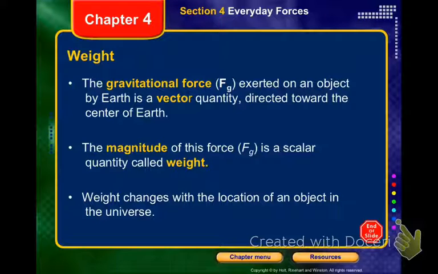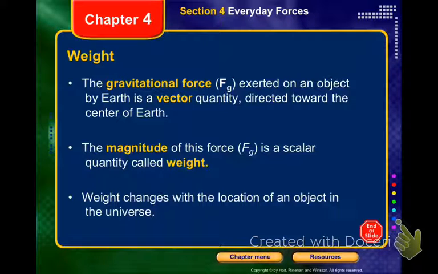This is Chapter 4, Section 4, the last section in this chapter. So when we have a test on Monday, it is going to be over all 4 sections together out of this chapter. Starting off with this section, we're going to talk about everyday forces.